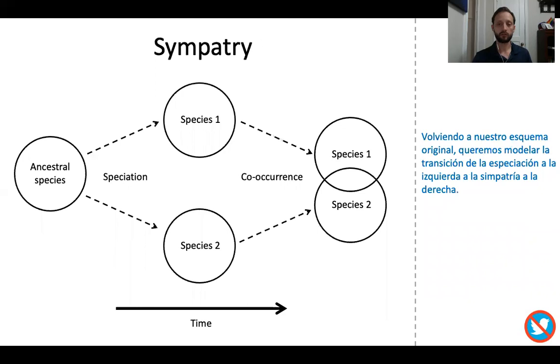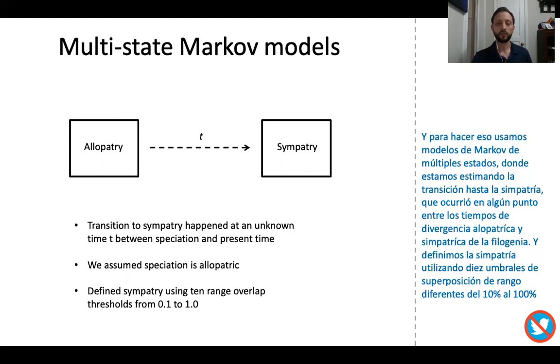So going back to our original schematic, we want to model the transition from speciation on the left to sympatry on the right. To do this, we use multi-state Markov models, where we're estimating the time to sympatry that happened at some point between our observed sympatry and allopatry divergence times from the phylogeny. And we defined sympatry using 10 different range overlap thresholds from 10% to 100%.